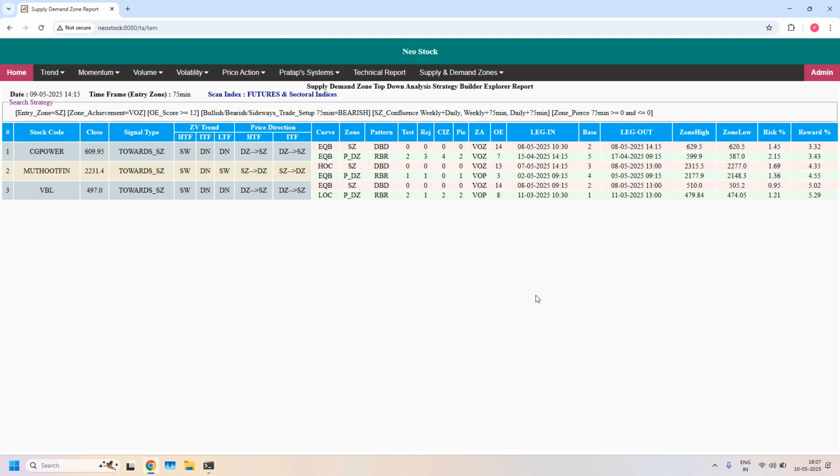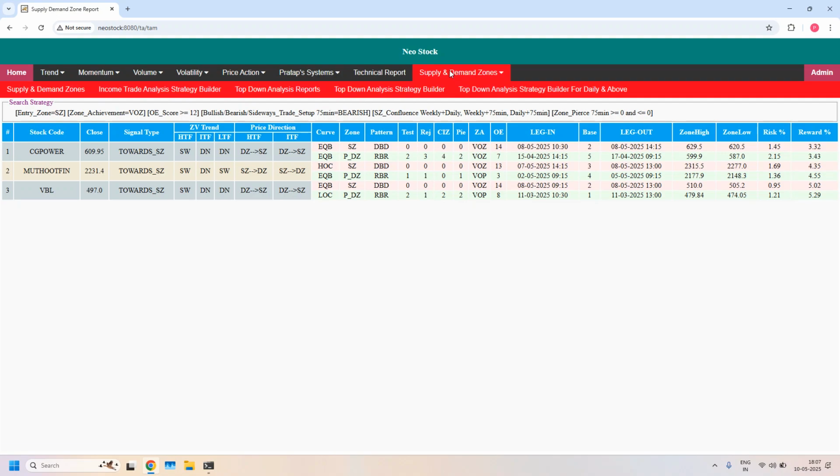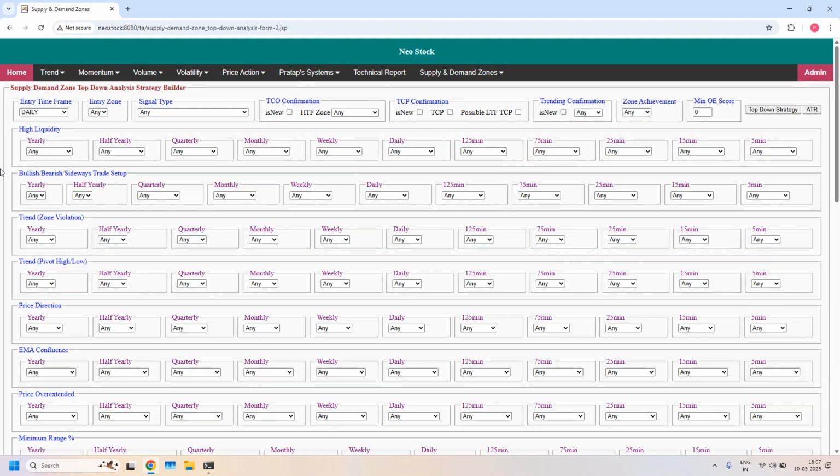Next, let us look into hourly income trade related stocks. First, hourly income trade, sideways long trade setup. Entry time frame is 15 minutes. Entry zone is demand zone. And in bullish, bearish or sideways trade setup at 15 minutes, I am selecting sideways long. Zone achievement violated opposing zone. Minimum order enhance score 11.